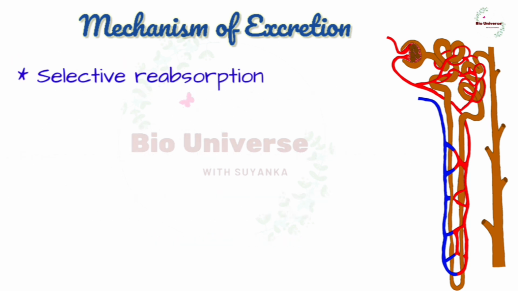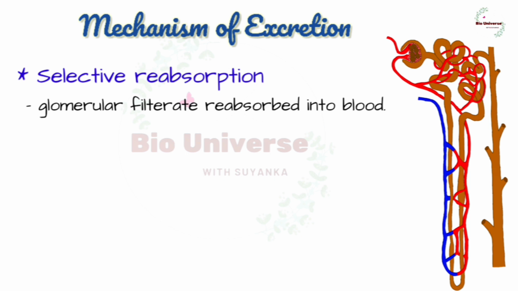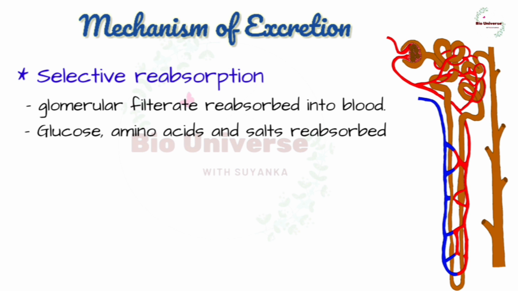Some molecules of the glomerular filtrate are selectively reabsorbed into the blood. The glomerular filtrate flows through the proximal convoluted tubule, the U-shaped Henle's loop, and the distal convoluted tubule. It contains many useful substances such as glucose, amino acids, and salts. These are reabsorbed by a process which requires energy. Without reabsorption, these nutrients could have been lost with the urine.